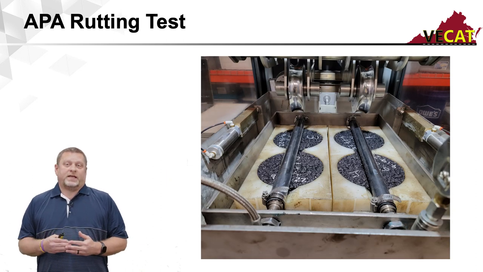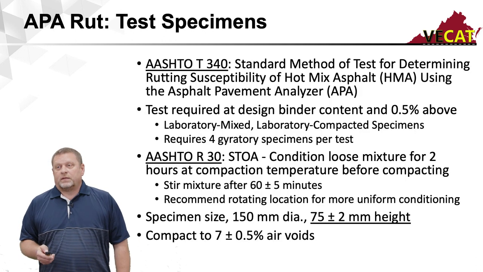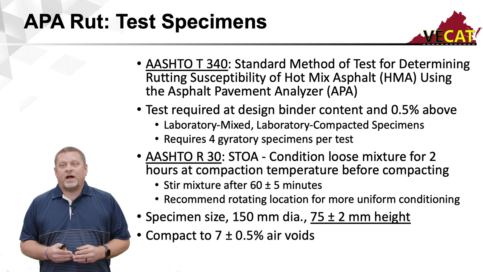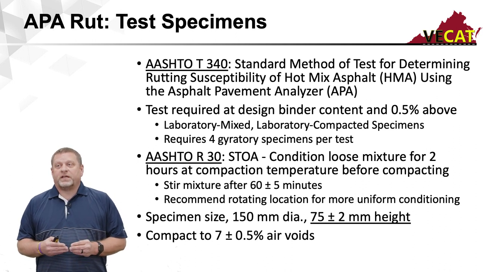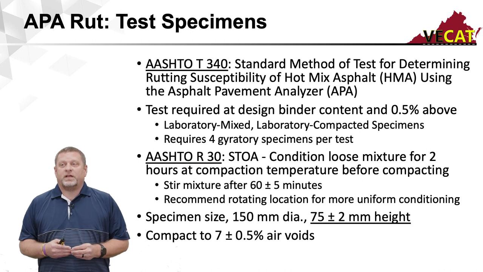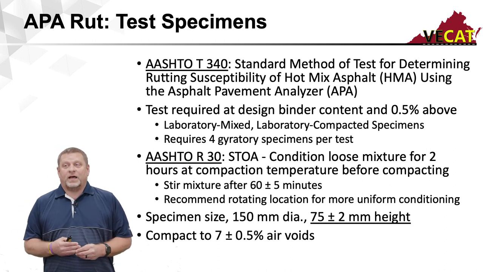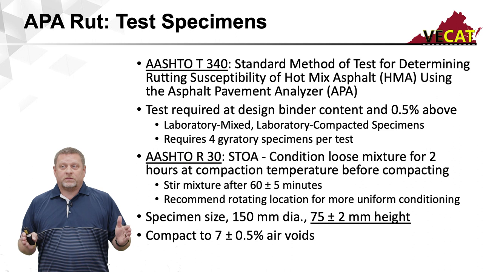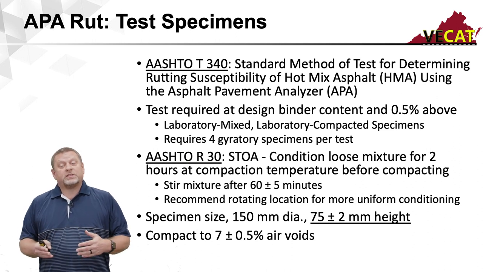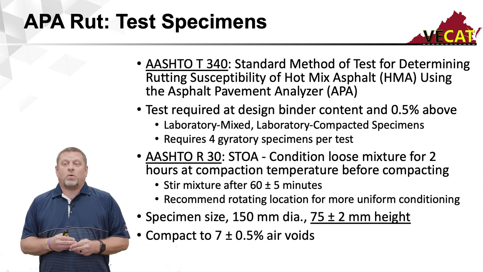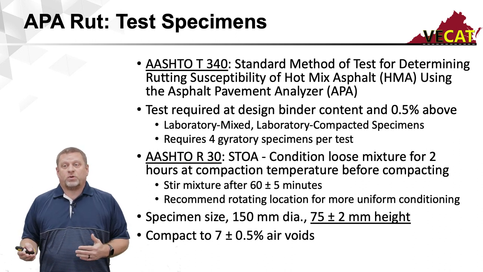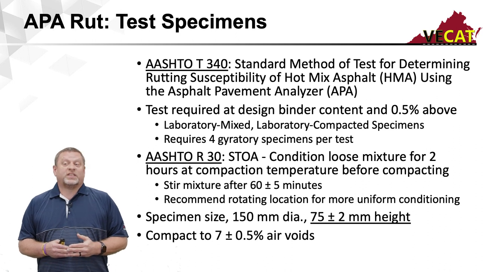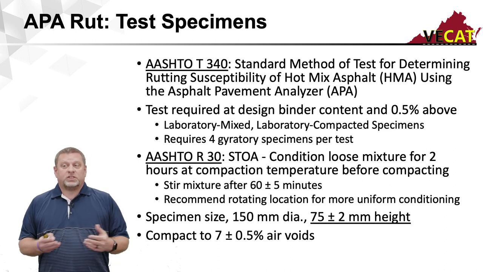Now let's go into another rutting test, the APA rutting test. VDOT requires we follow AASHTO T340, which is a standard test method for determining rutting susceptibility of hot mix asphalt using the asphalt pavement analyzer. This test is required at the design binder content and 0.5% above, so 2 different binder contents. A minimum of 4 specimens is required at each binder content, and these specimens will be laboratory mixed, laboratory compacted specimens. Your conditioning during the design phase is to condition your loose mix for 2 hours at compaction temperature before you actually make your specimens, again stirring the mix at 60-minute increments.